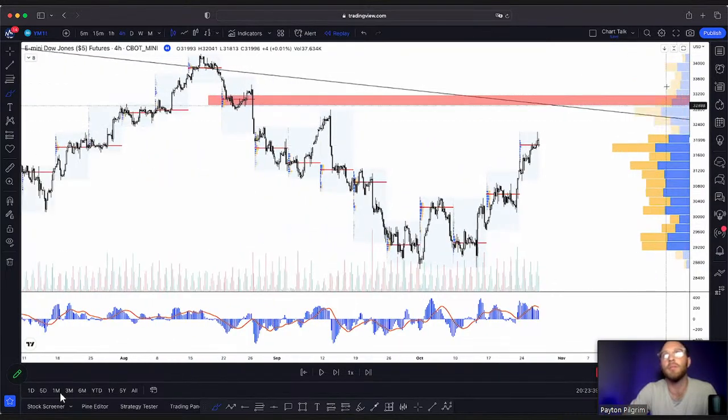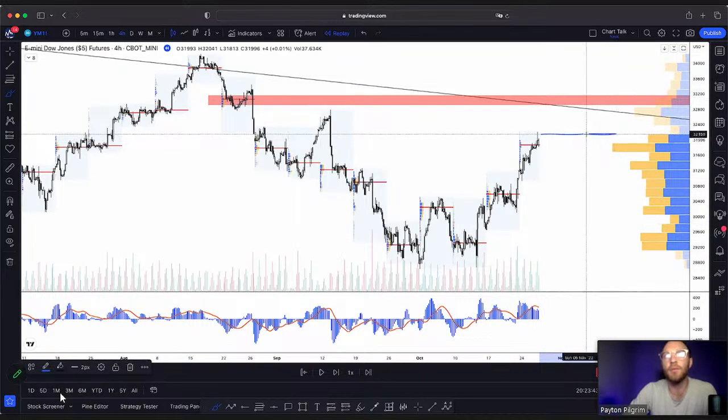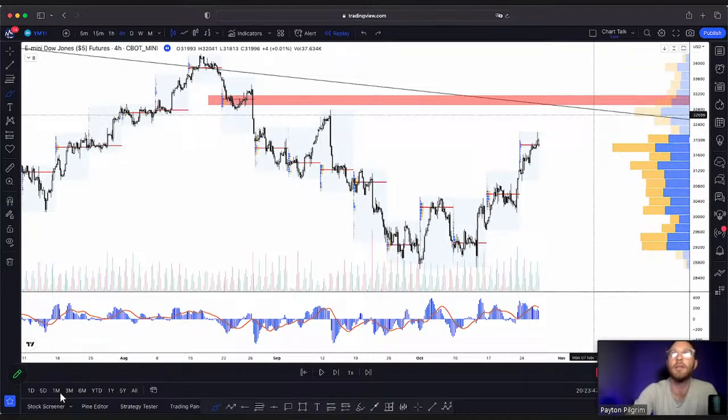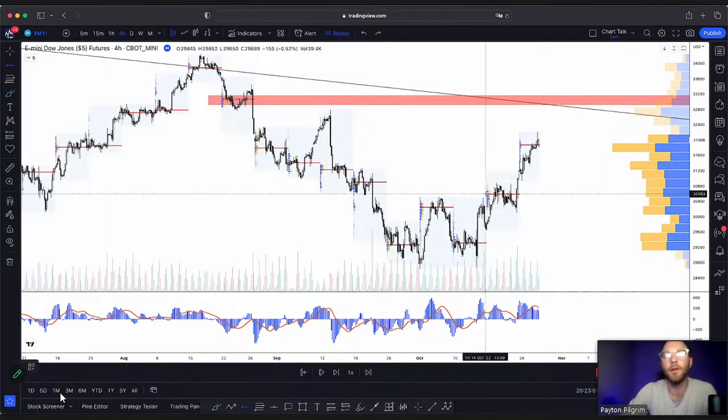Let's see, the profile is telling me that if it doesn't stop right where we're at, it's coming up. So that's something I'll keep note of. There's a little bit of volume down in here. I like marking these levels off. They're just clean. And then some more volume down in here.